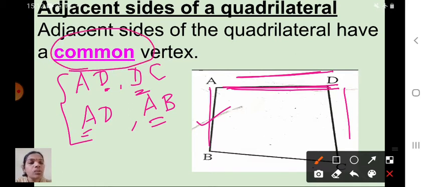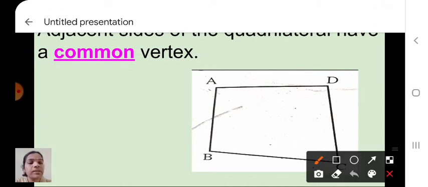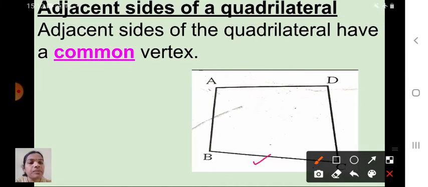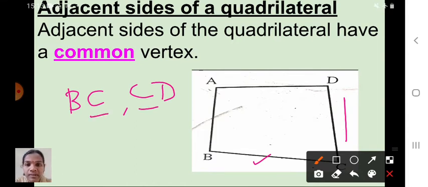Okay, so any one side, one side I will tell here, that is BC. Can you say the adjacent side of this BC? Yes, CD. Here which one is the common vertex? C. So children, you have to mind that the adjacent sides of the quadrilateral have a common vertex.